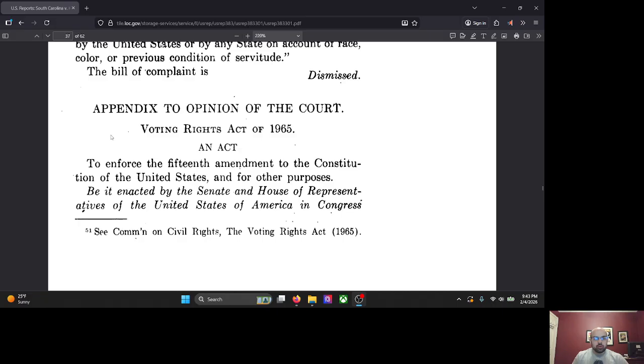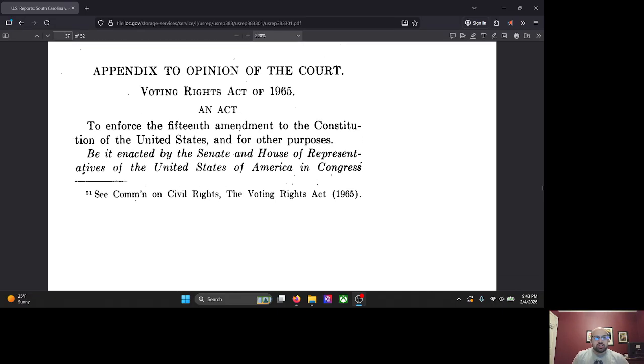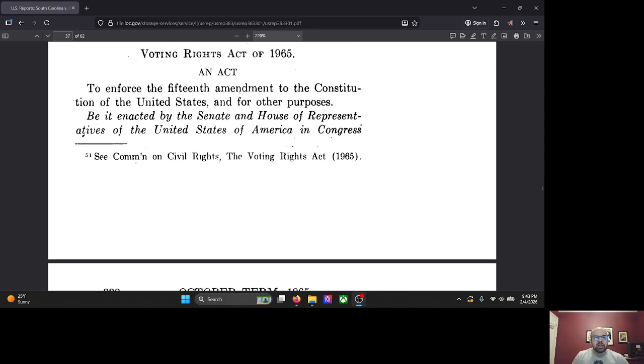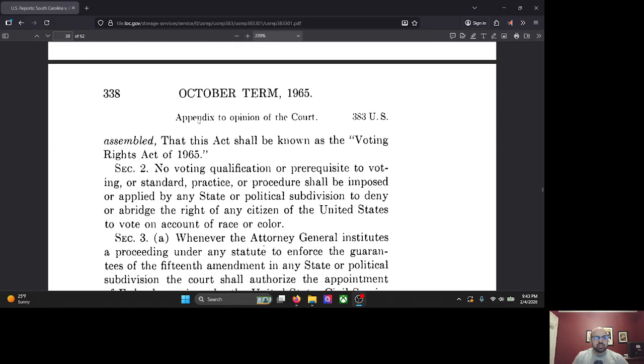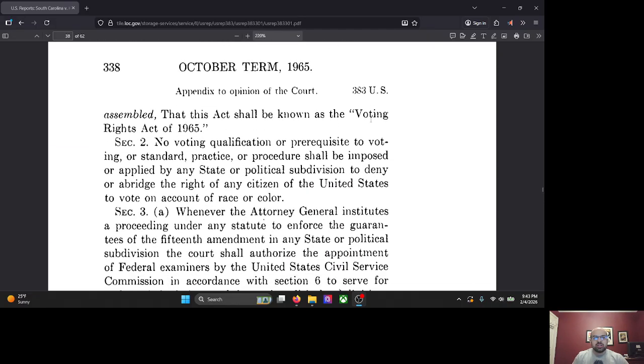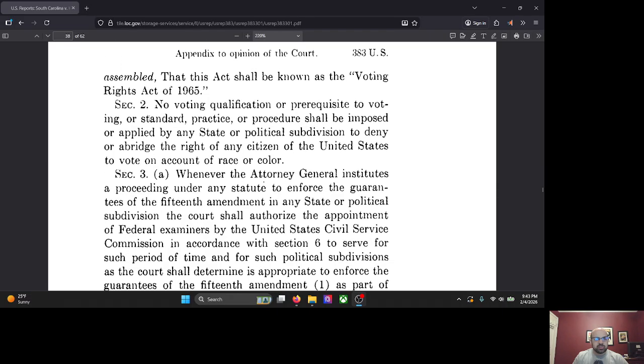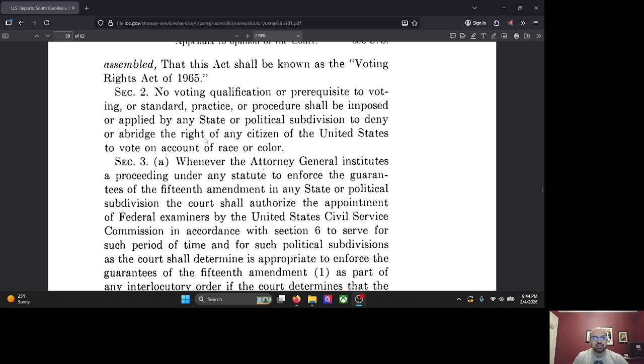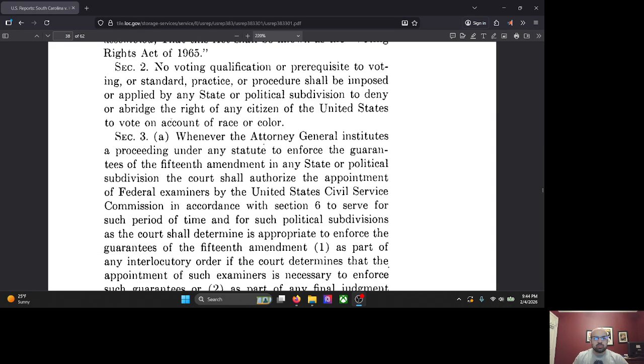Appendix to the Opinion of the Court. Voting Rights Act of 1965. To enforce the 15th Amendment of the Constitution of the United States and for other purposes, be it enacted by the Senate and House of Representatives of the United States of America in Congress assembled, that this act shall be known as the Voting Rights Act of 1965. Section 2. No voting qualification or prerequisite to voting or standard, practice, or procedure shall be imposed or applied by any state or political subdivision to deny or abridge the right of any citizen of the United States to vote on account of race or color.